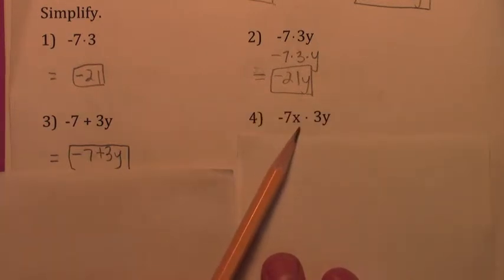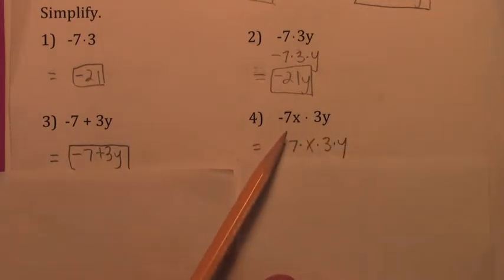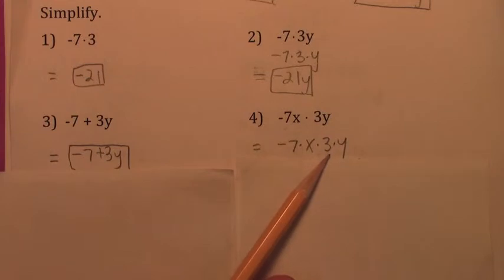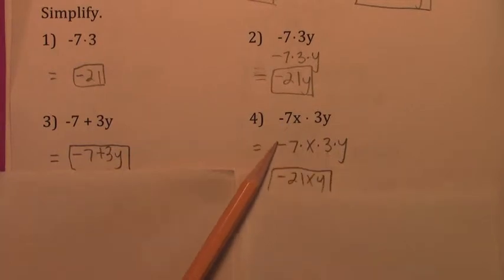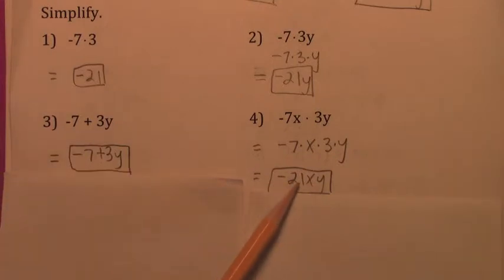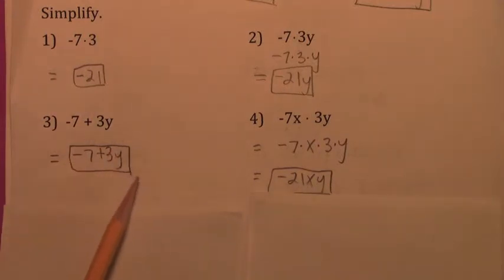Now when you see negative 7x times 3y, again, those aren't terms. Those are numbers being multiplied. This means negative 7 times x times 3 times y. Is it okay to multiply the negative 7 times the 3? Is that legal? Yeah, that's just the commutative law, right? Negative 7 times 3 is negative 21, and then you just leave it as x times y. Could you leave it as negative 21y times x? Sure, because the commutative law says you can multiply in any order.